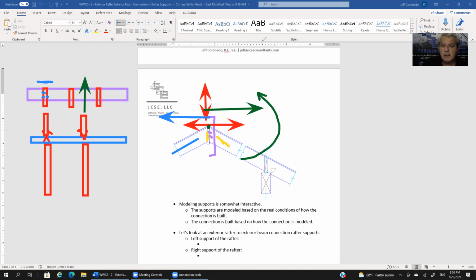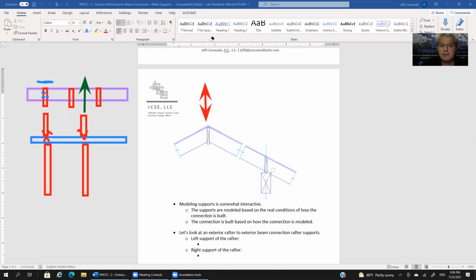So let me erase this, and this, and this. Let me erase all of this, okay? And this is what we're left with. So really, it's a roller, right? On the left side, I've got a roller. The only resistance that this connection is providing for this rafter is against displacement in the vertical direction.